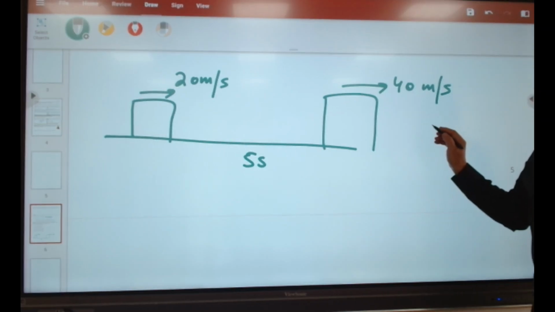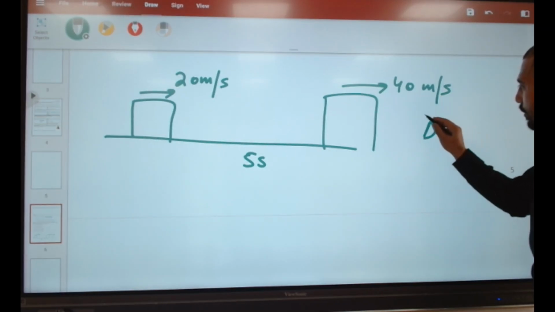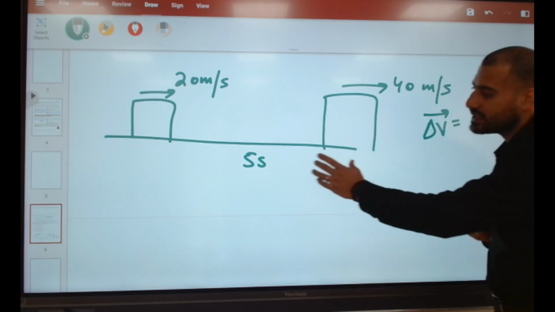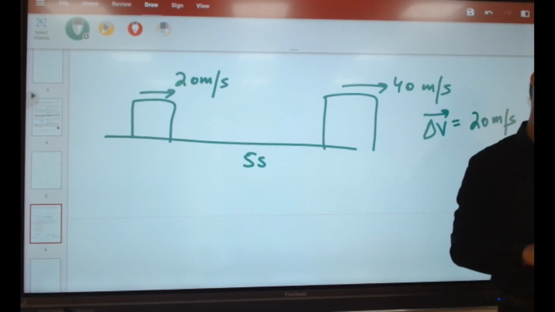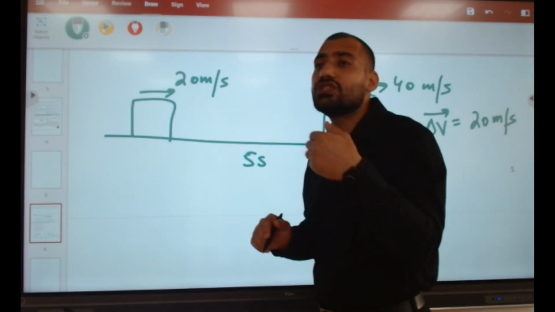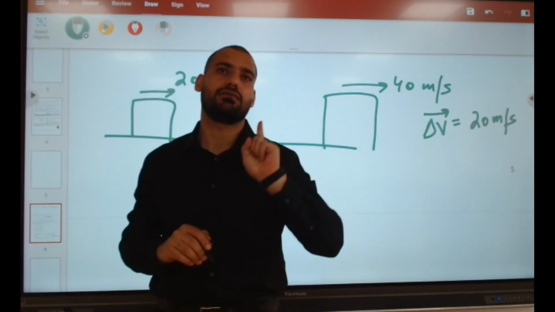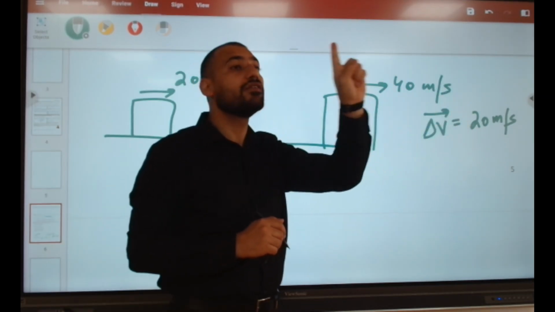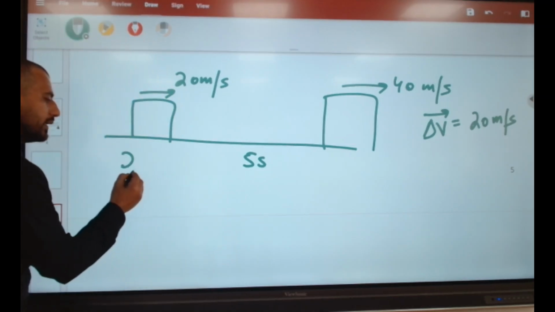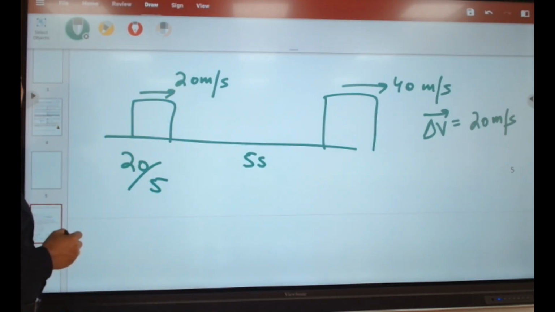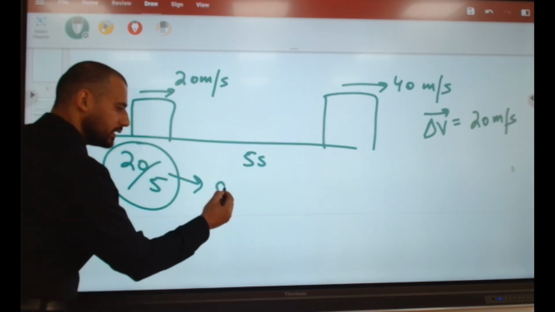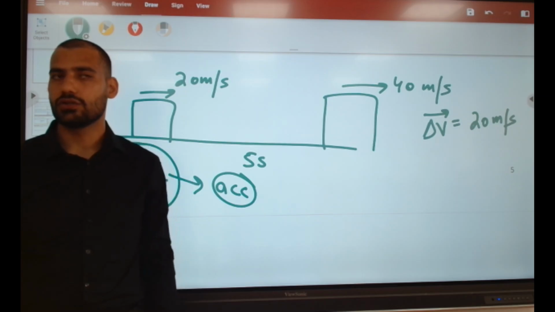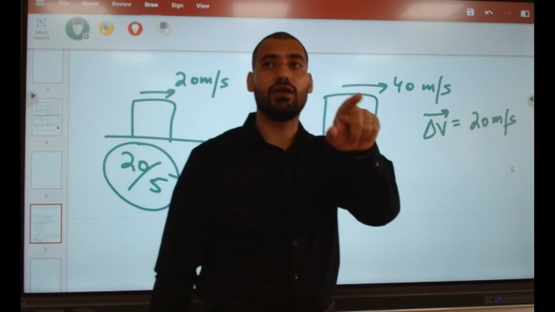So, 20 to 40, yes? The change in velocity is equal to 20 meter per second, isn't it? But this change has taken place in how much time? 5 seconds. The question is, how much change will you observe in 1 second? Isn't it? In 5 seconds we see 20 meter change, okay? So in 1 second the change that you will observe will be 20 divided by 5, isn't it? Now this is called the acceleration. Is that clear? So acceleration is the rate at which velocity changes.